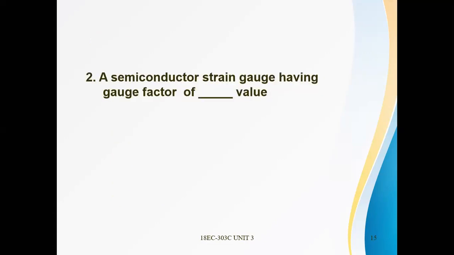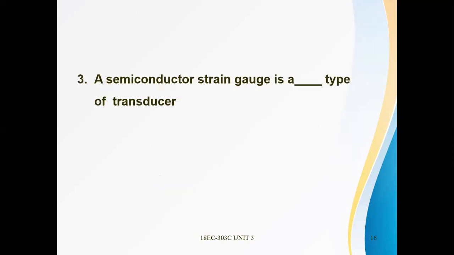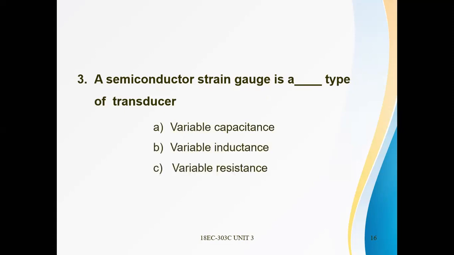Second question, a semiconductor strain gauge has a gauge factor of dash value. Option A high value, option B medium value, option C low value, option D small value. Gauge factor, it is high value. Third question, a semiconductor strain gauge is a dash type of transducer. Option A variable capacitance, option B variable inductance, option C variable resistance, and option D variable voltage. Semiconductor strain gauge is a variable resistance type transducer.